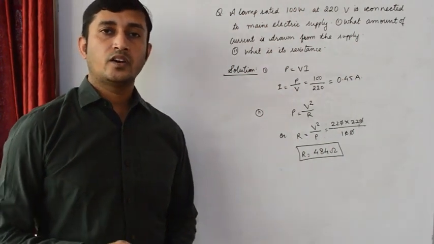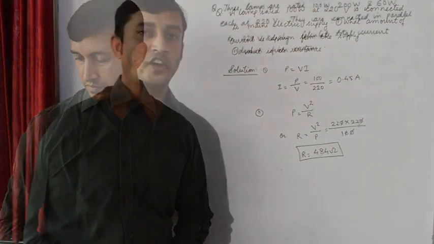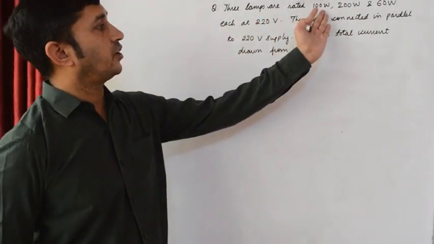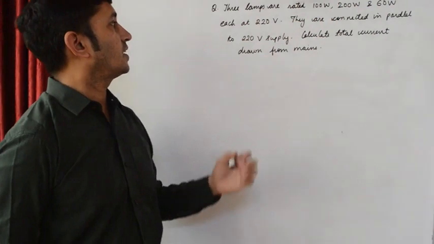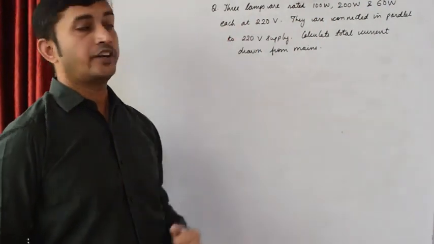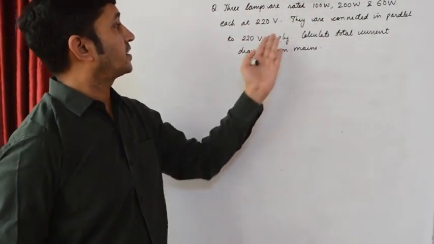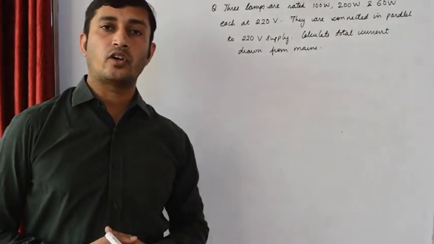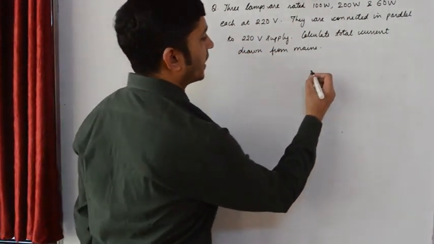Now let us see one more question. Now here is our second question. Here three lamps which are rated as 100 watt, 200 watt and 60 watt, each at 220 volt, are connected in parallel to a 220 volt supply. We have to calculate the total current drawn from the mains. We can draw a circuit diagram also.